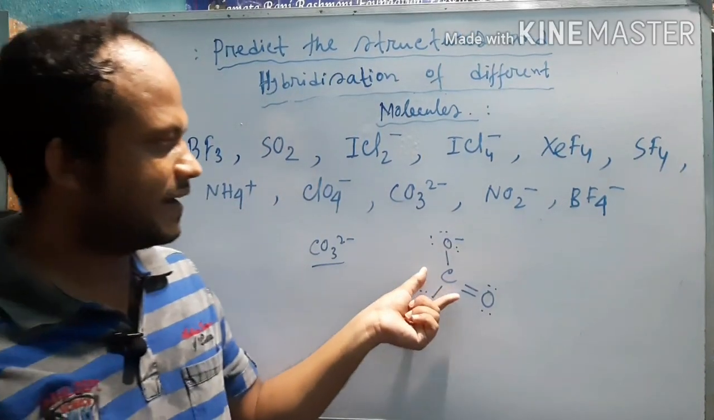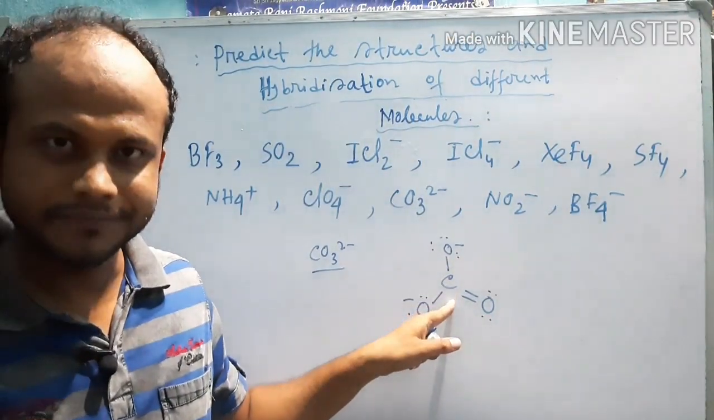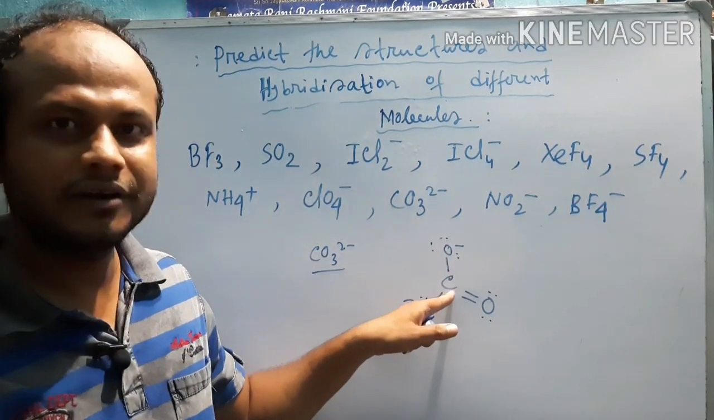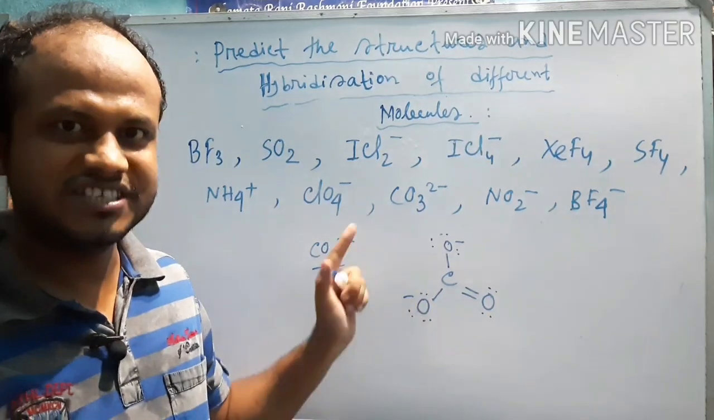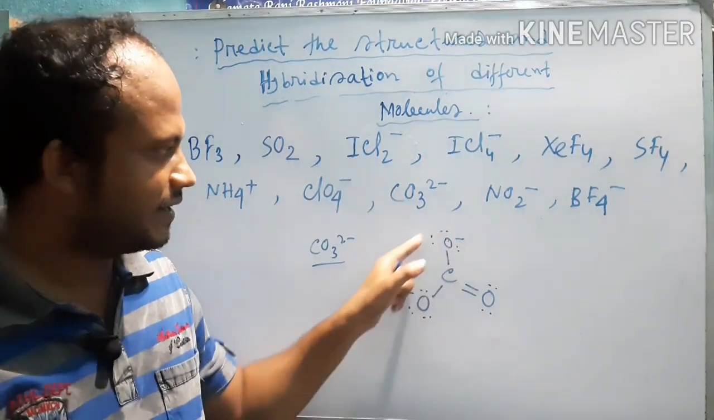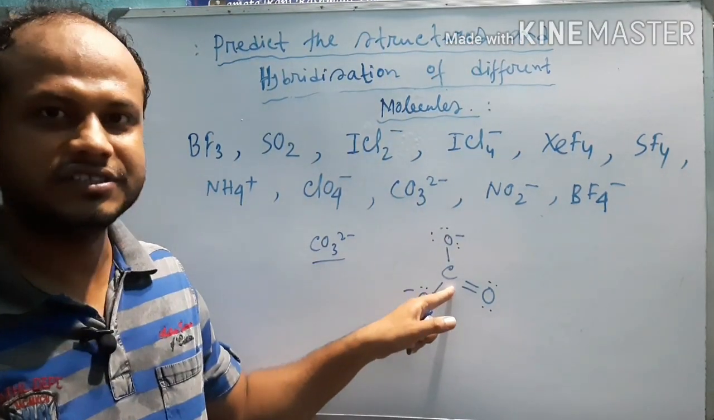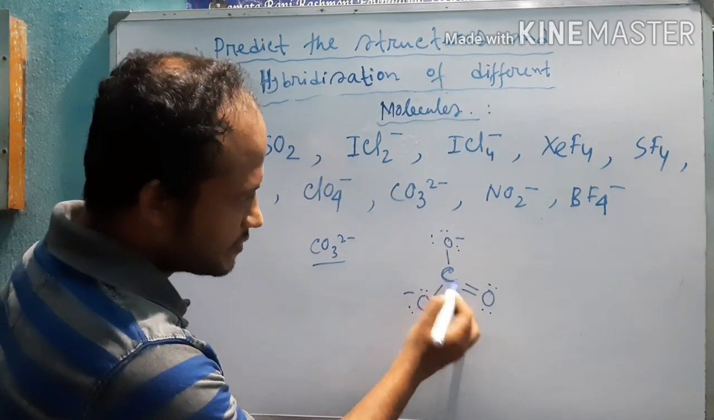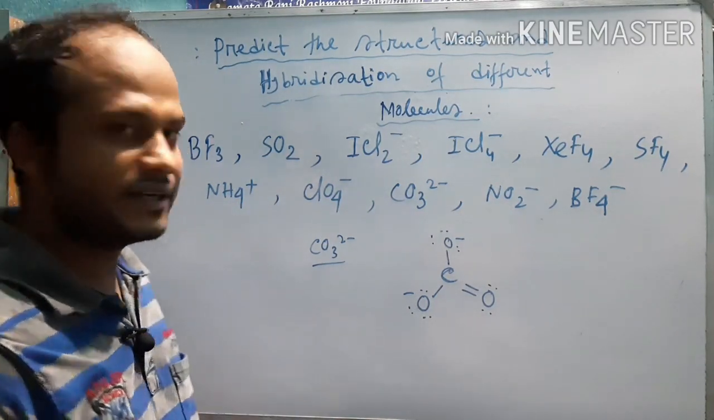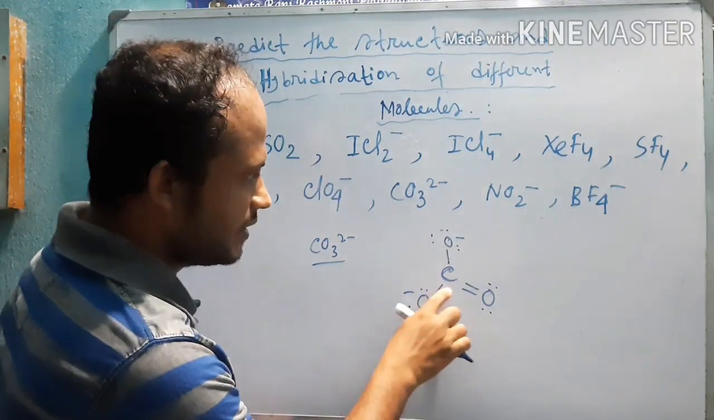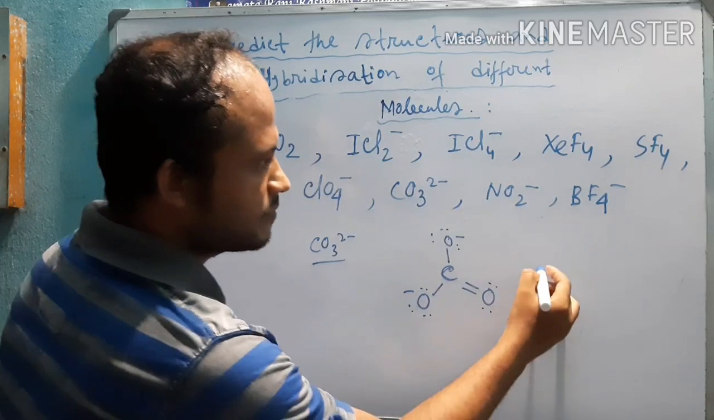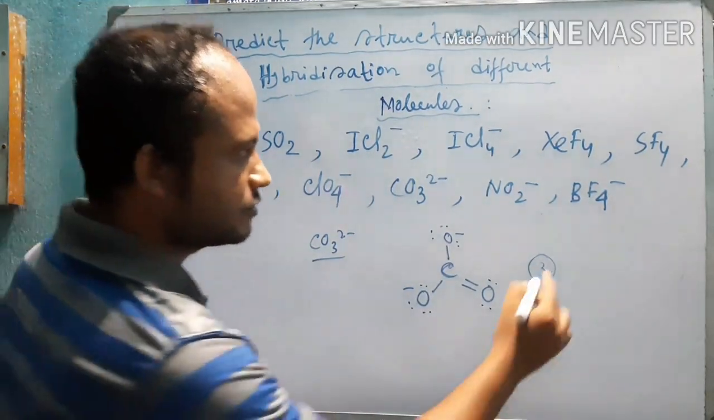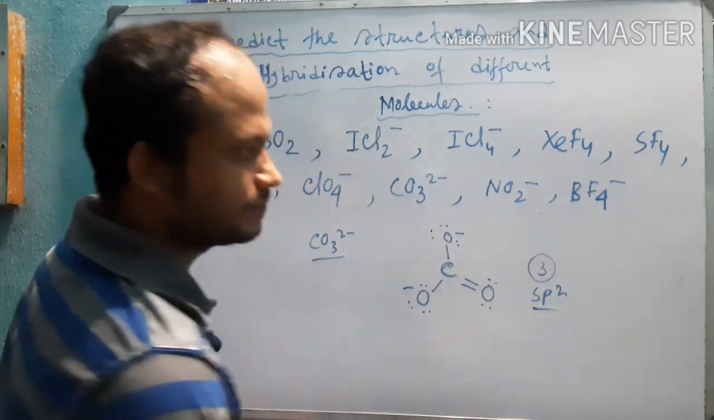Here you have to find the hybridization of carbon. Since the number of lone pairs on carbon is 0, the structure is planar, trigonal planar. You have to calculate the hybridization in a few seconds. First you have to calculate the sigma bonds. Number 1, number 2, number 3. The number of sigma bonds is 3. Lone pair 0, no coordinate covalent bond, so 3, that is sp2.